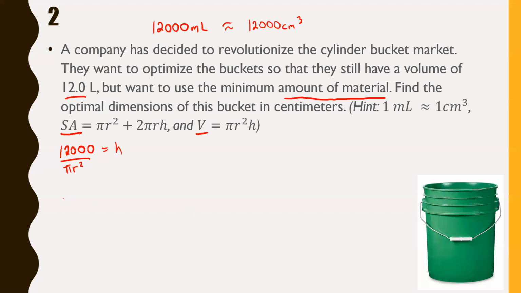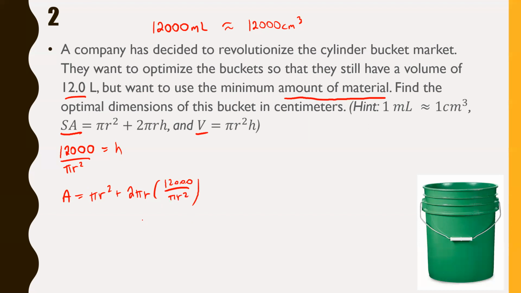Instead of saying SA, I'm just going to shorten that to A. So the area of the bucket is pi r squared plus 2 pi r h. But just remember, h is another variable. We don't like using another variable. So how about we use what we established in the first place? And instead of h, I'm going to write in 12,000 divided by pi r squared.